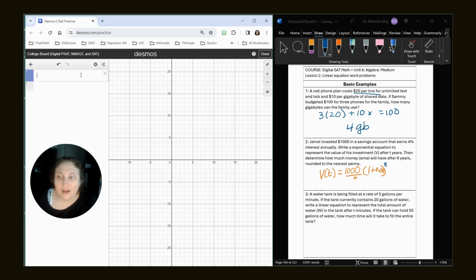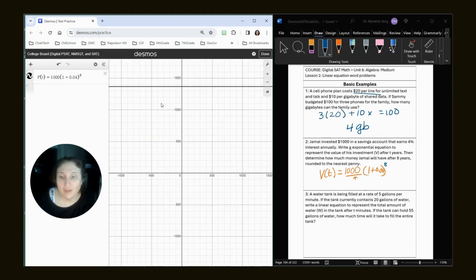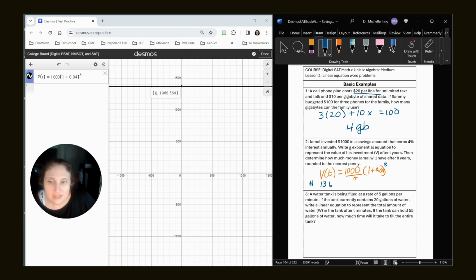If we want to look at the graph, we could write V of t equals 1,000 times 1 plus 0.04, to the power of t. Shift 6 gives you the exponent without having to put the keyboard 8. So if you do it that way, you would have to just keep scrolling out, which you can do. It'll be way past 1,000. And you can see that that's our answer right here. And we'll round to the nearest penny. So we've got 1,368.57.